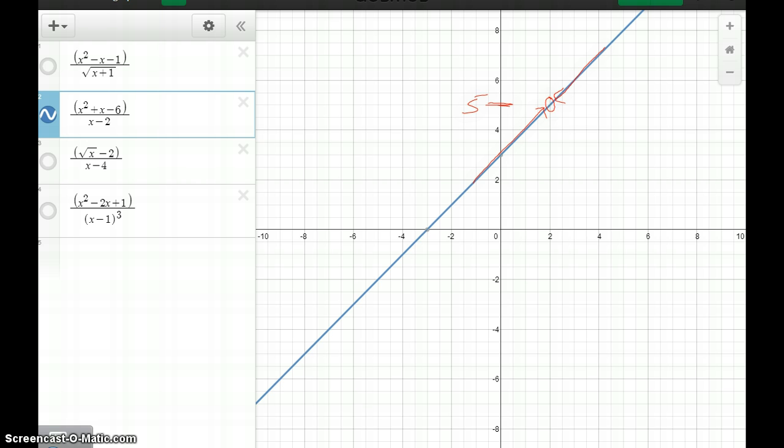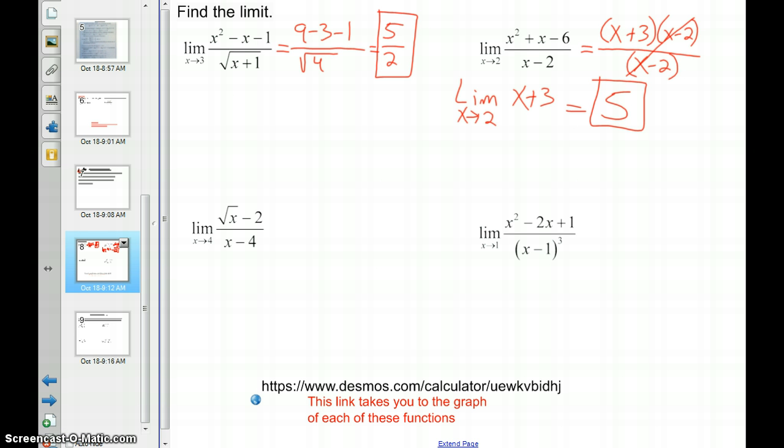Let's go back here. Okay, so now the next one. Down at the lower left, as x approaches 4, again with that denominator, you're not going to be able to plug in 4. You're going to be dividing by 0. So this one does factor.